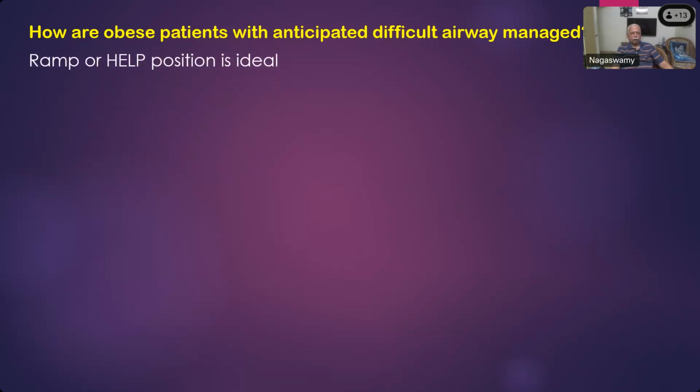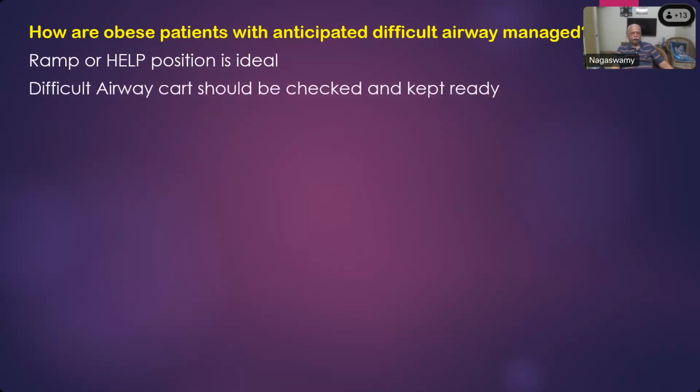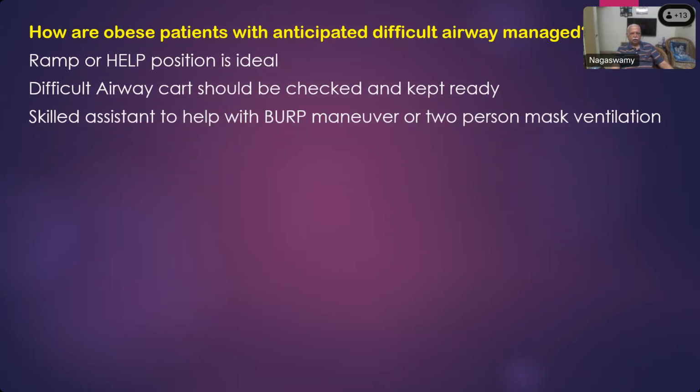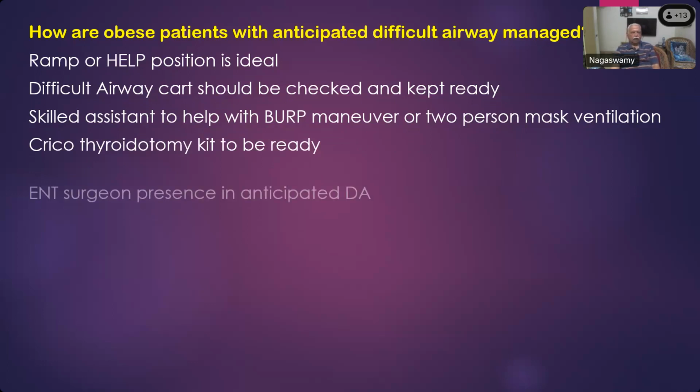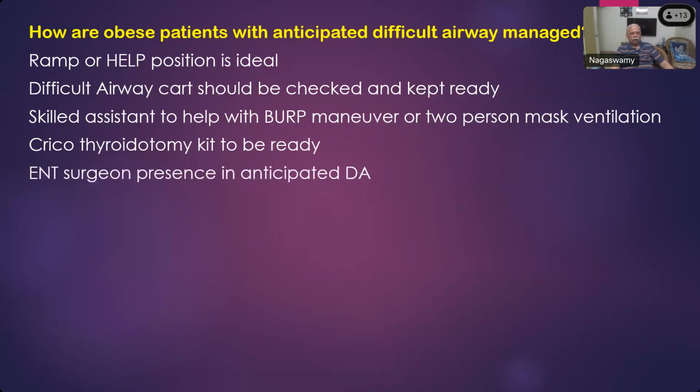So first, placing the patient in a ramped position is ideal. The difficult airway cart should be checked and kept ready. A skilled assistant to help with the BURP maneuver or two-person mask ventilation is very essential. A cricothyroidotomy kit should also be kept ready in case any problem ultimately leads to front of neck access. You should not be searching for this kit at the last moment. And ENT surgeon presence in an anticipated difficult airway is also very, very important.